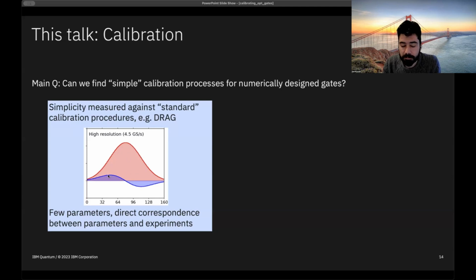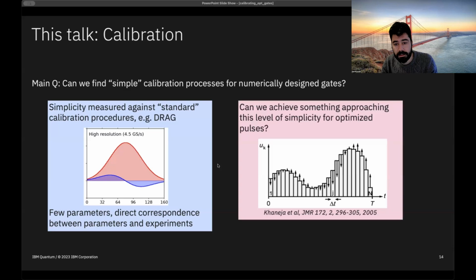So DRAG, when we calibrate these things, I'm not sure exactly how many parameters we use. Maybe it's two or three, like the overall amplitude and the amplitude of the DRAG piece. But yeah, there's a very small number of parameters. There's a direct correspondence between how you want to tune the parameters in the experiments. Very simple. And the question is, can we achieve something approaching this level of simplicity if I do some optimization and I have a ton of parameters? How can I approach this level of simplicity for tuning up this pulse?